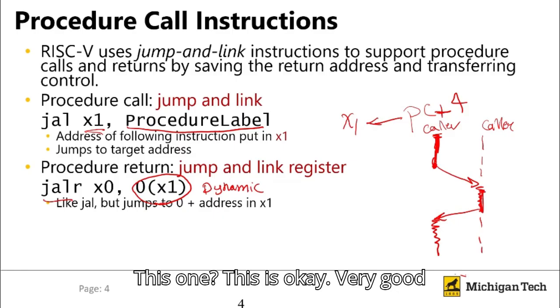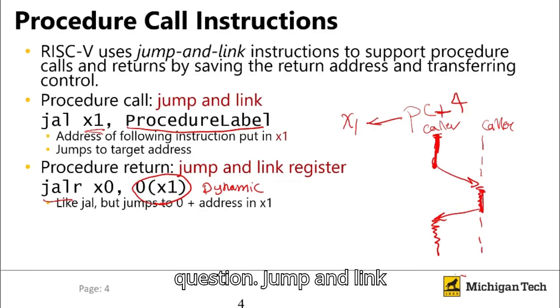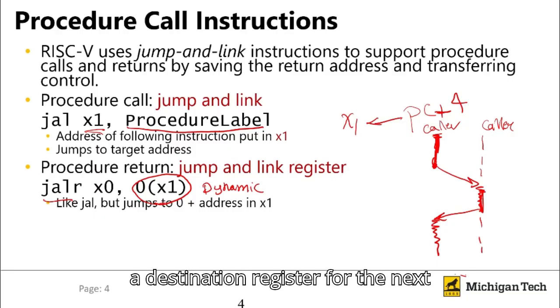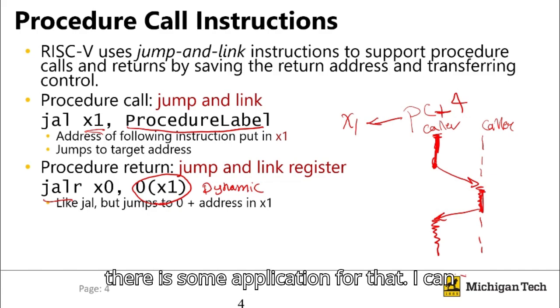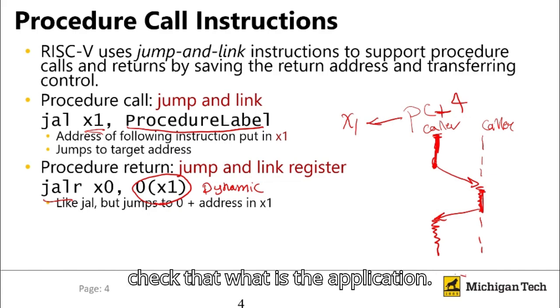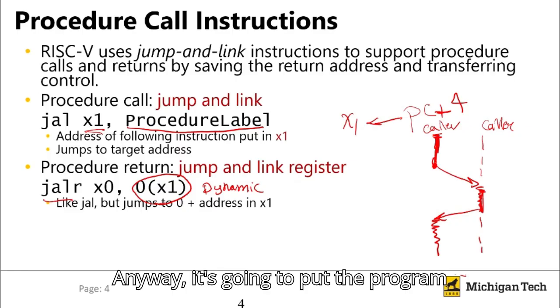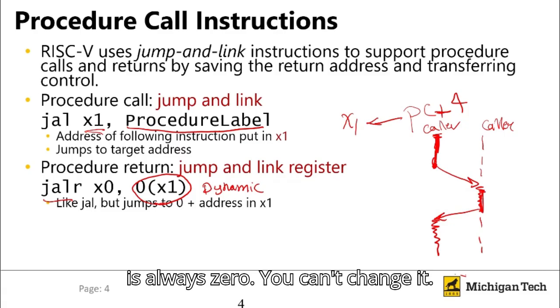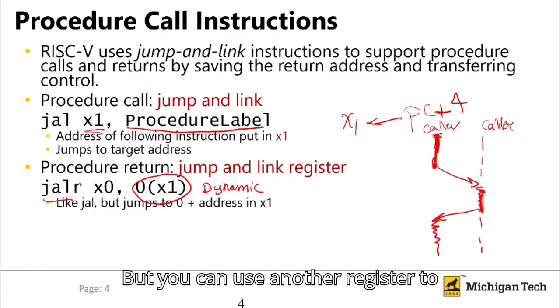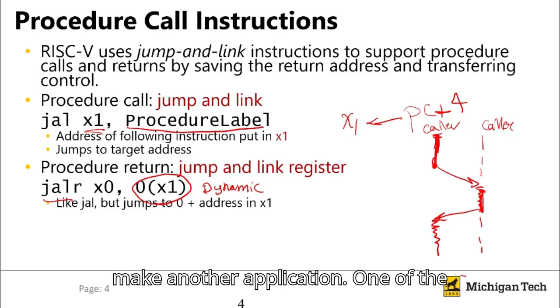This one, this is okay. Very good question. Jump and link still has the link. It's still the store. This is like a destination register for the next instruction. After this, I don't know the application, but probably there is some application for that. I can check that. Anyway, it's going to put the program counter + 4 in x0. But x0 is always 0. You can't change it. But you can use another register to make another application.